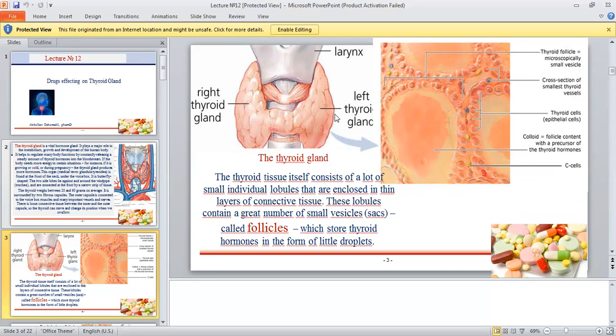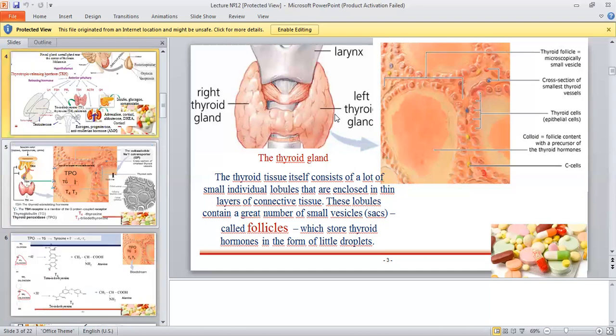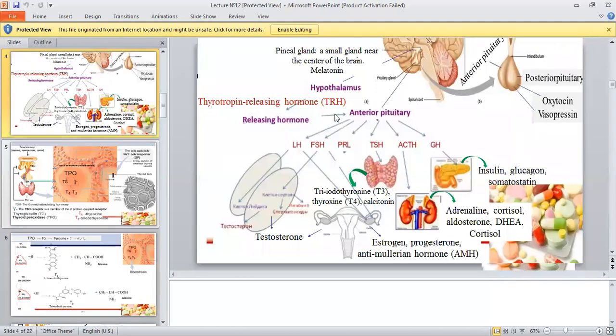The thyroid tissue itself consists of a lot of small individual lobules that are enclosed in thin layers of connective tissue. These lobules contain a great number of small vesicle sacs called follicles, which store thyroid hormone in the form of little droplets. So these follicles act as storage. They can store these materials. This is the structure of how the thyroid hormone is formed.